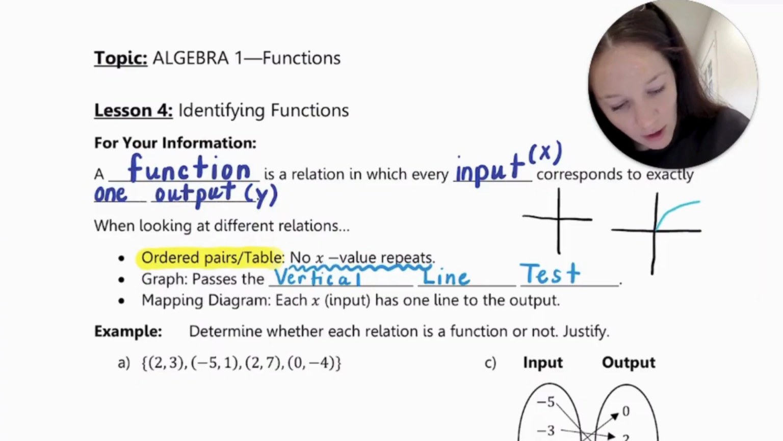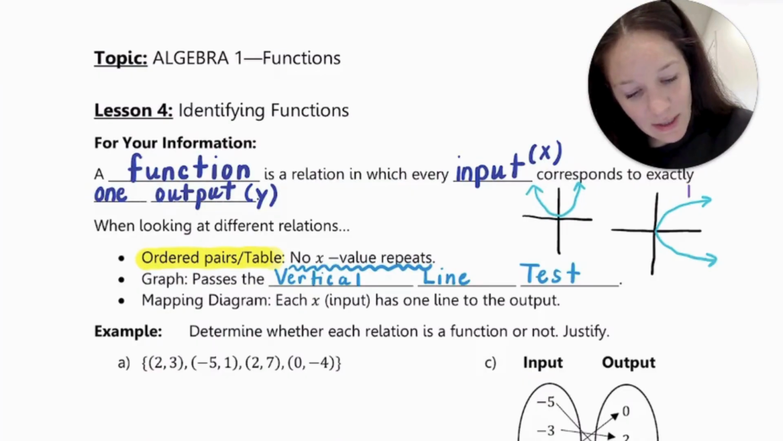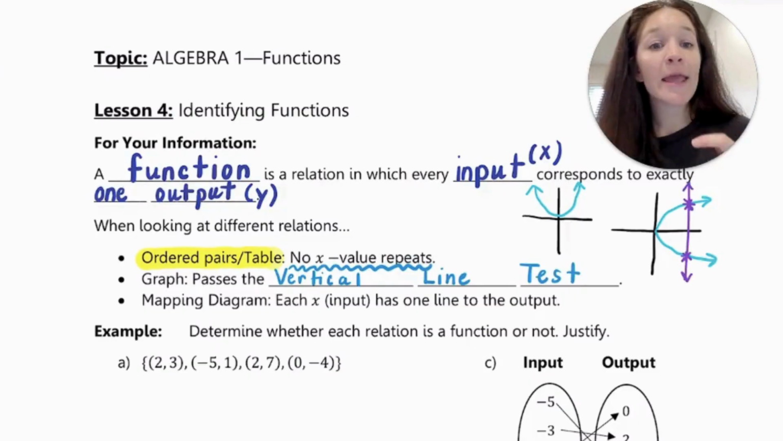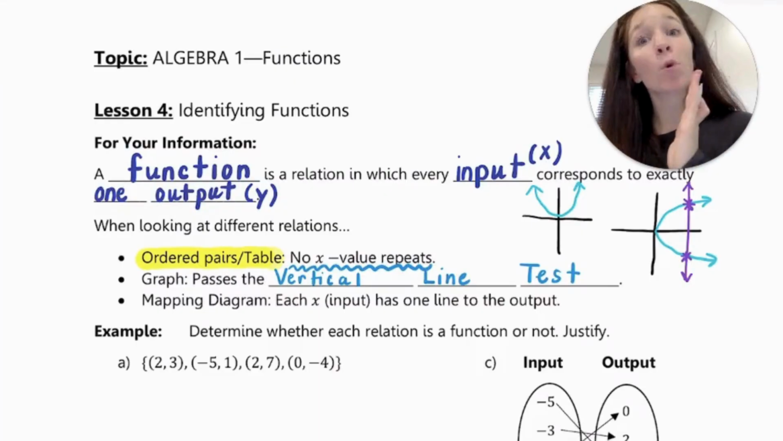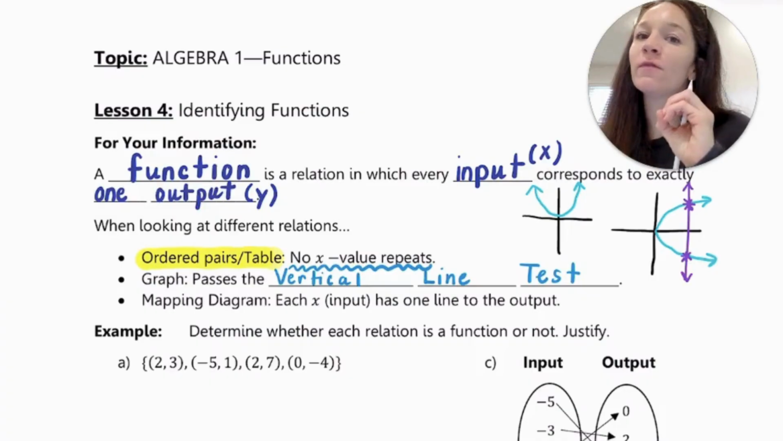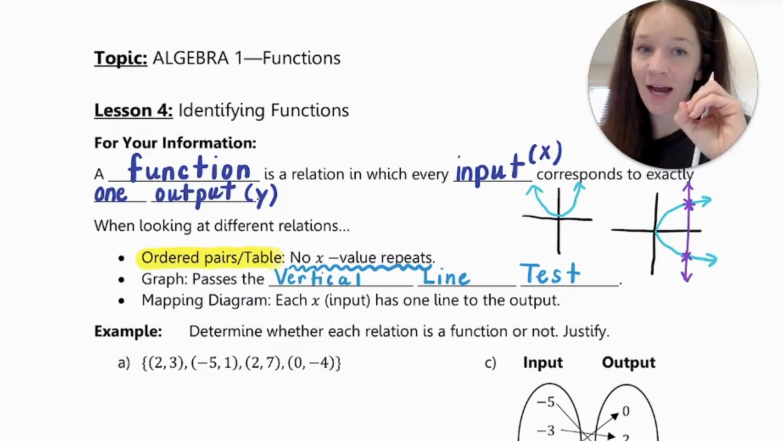I'll draw a graph going this way, and I'll draw a graph going this way. And as you see here, the graph on the right that I just drew my vertical line through, that vertical line passes through that graph more than one time. So therefore, this does not pass the vertical line test, so this is not a function.